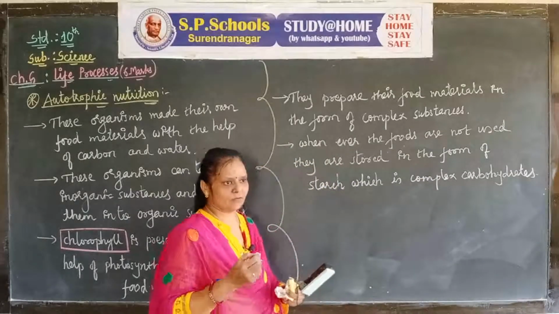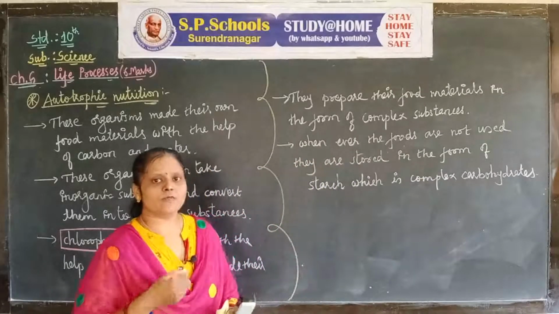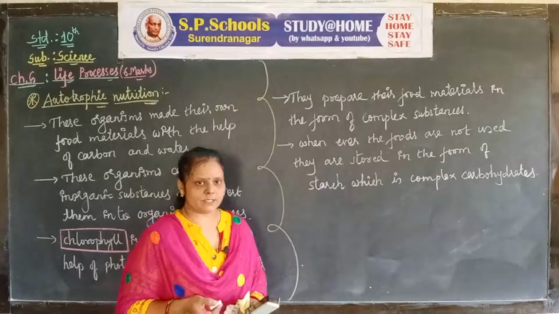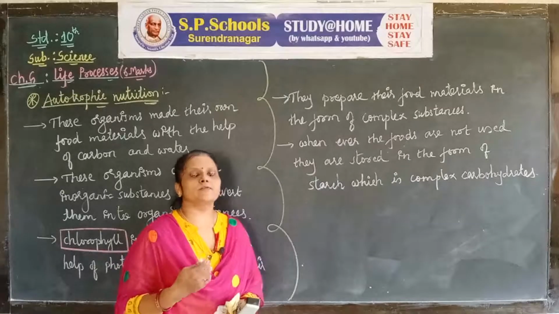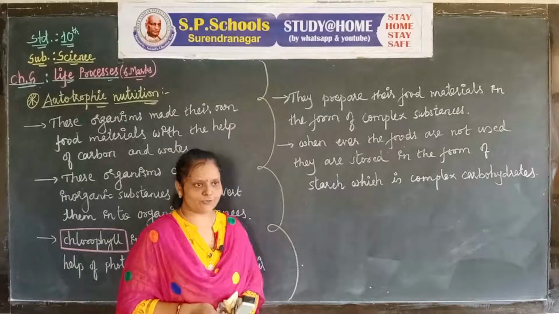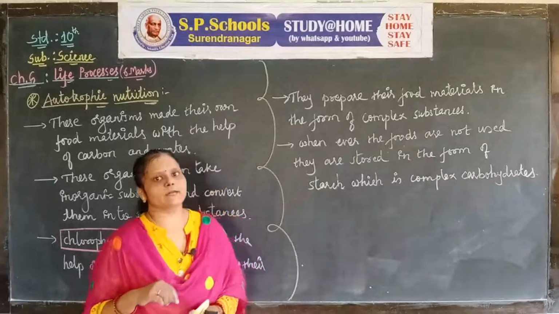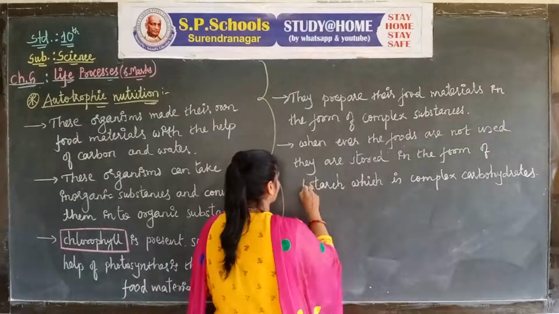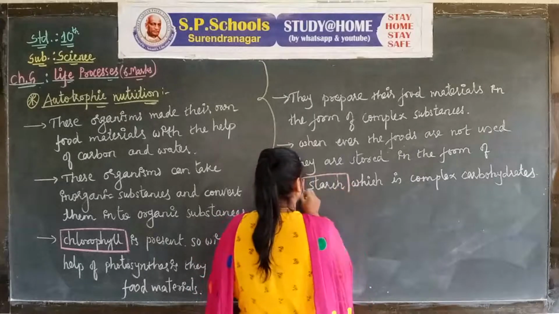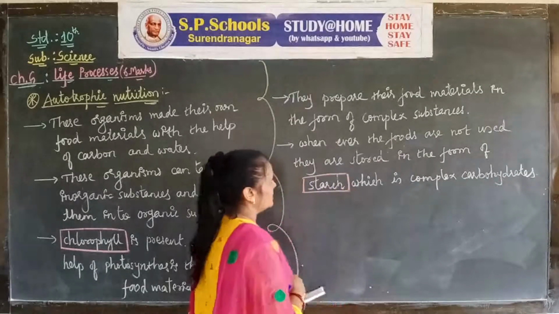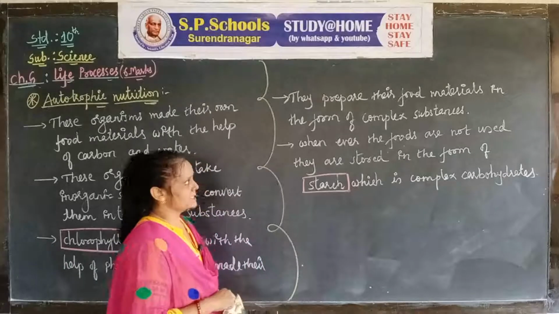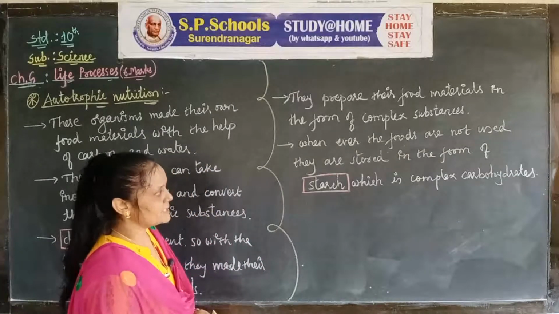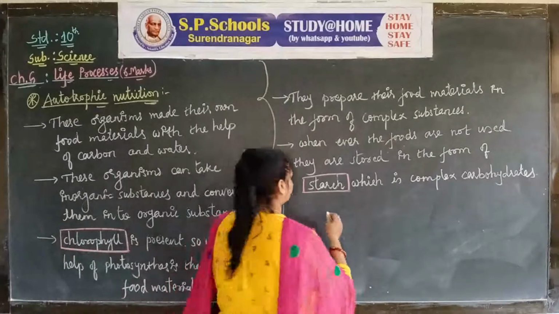When we take food, the whole food cannot be utilized in the form of energy, but when the food is not used, it is stored in the form of starch. Here 1 mark and 2 marks questions are important. In plants, food that is not used is stored in the form of starch. Starch is a complex carbohydrate.